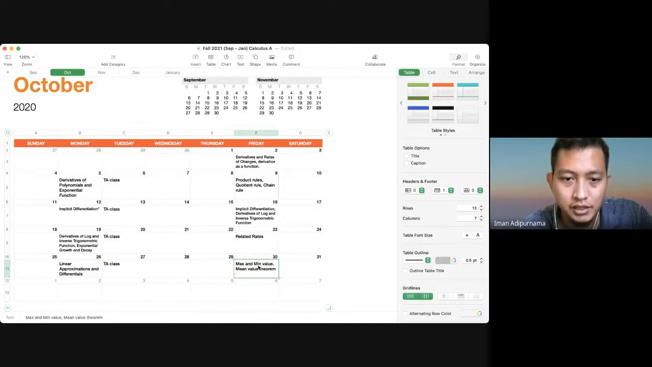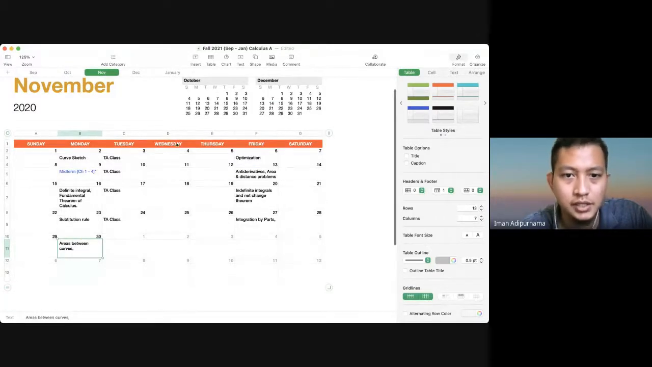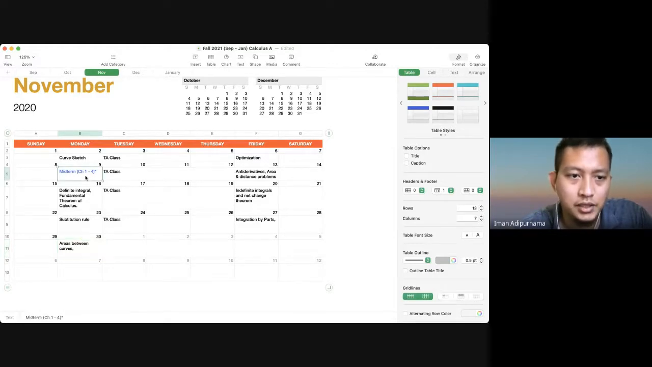This is the application of derivatives: sketching the graph, optimization, curve sketching. And then I think we will have the midterm around this Monday or Friday. We can change later, but for now I'm using this Monday for the midterm. The midterm schedule from the university starts from 10 or 11, I forgot, but I think we can move it earlier because this is only chapters 1 to 4.